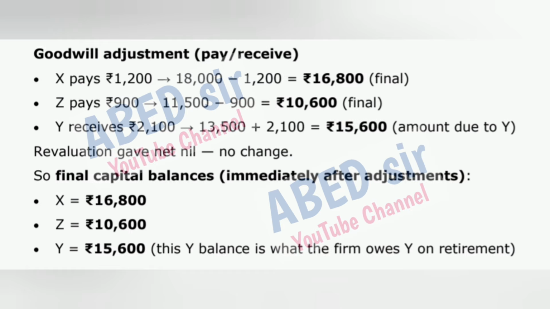So final capital balances, immediately after adjustments: X is equal to 16,800 rupees. Z is equal to 10,600 rupees. Y is equal to 15,600 rupees. This Y balance is what the firm owes Y on retirement.